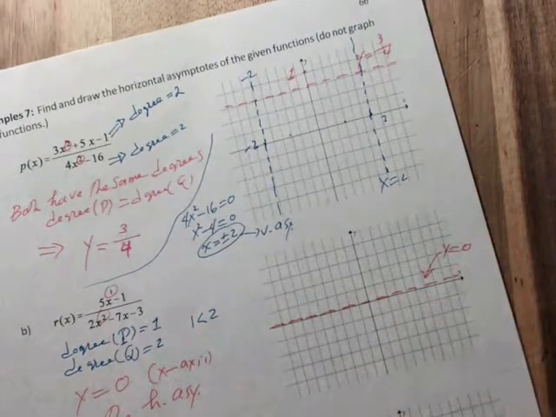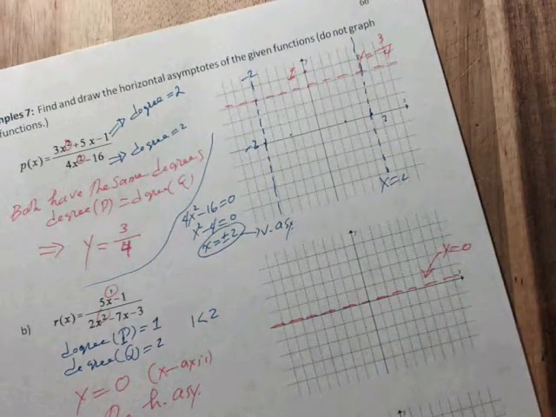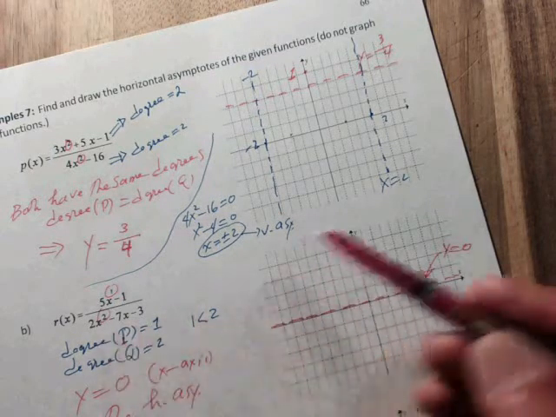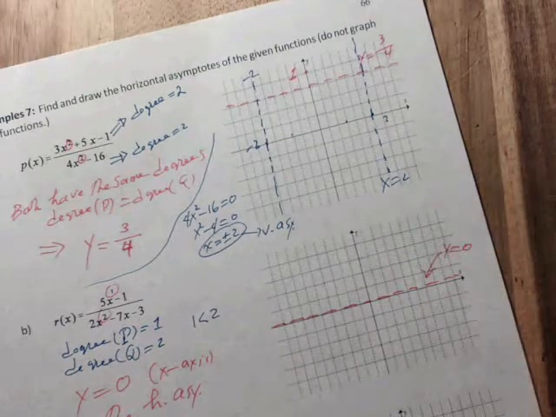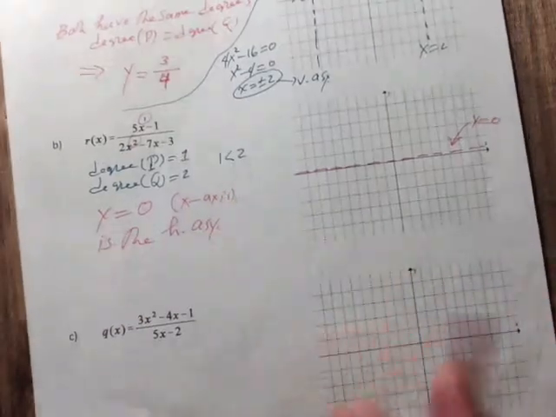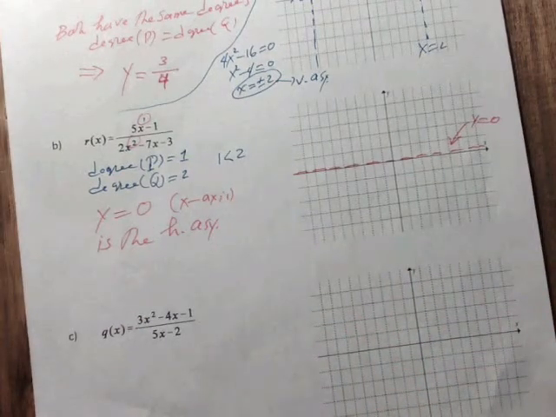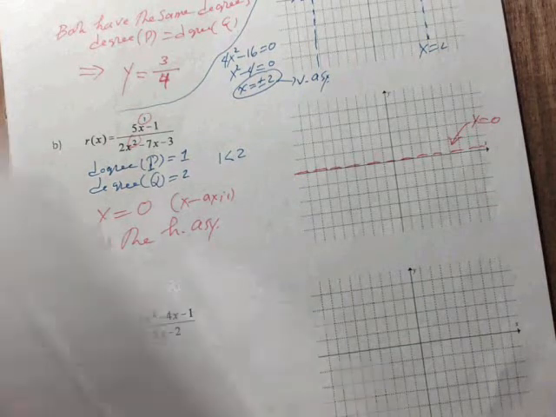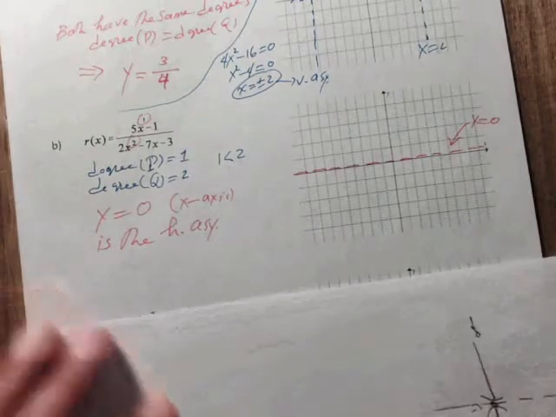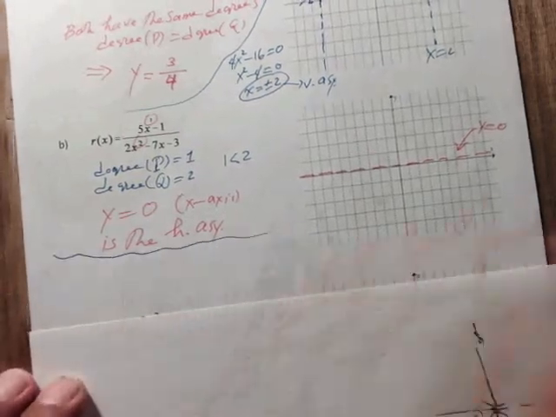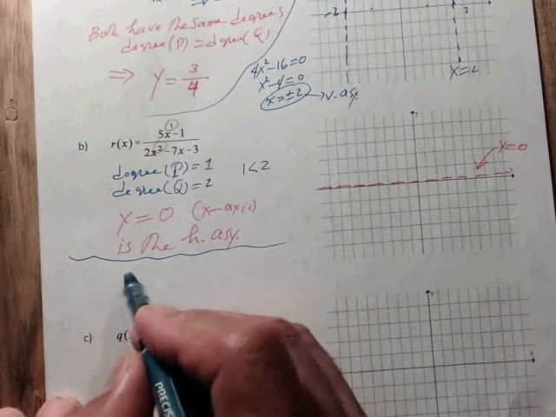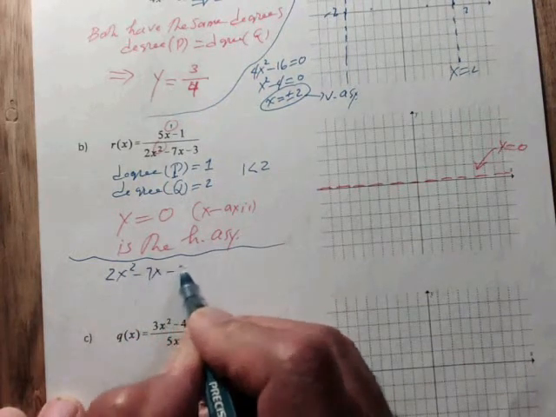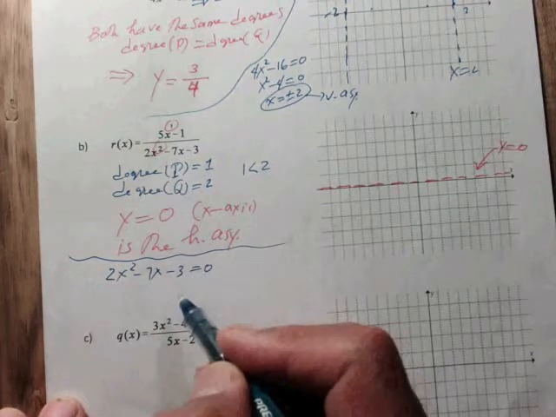I'm not going to do a vertical asymptote for this one because I don't have enough room to do it. It has two vertical asymptotes. I don't know where they are. Maybe somewhere there. Actually, let me see if I can factor it. Can I factor that denominator? Let me just do it right here. Put the denominator equal to 0. 2x squared minus 7x minus 3 equal to 0.